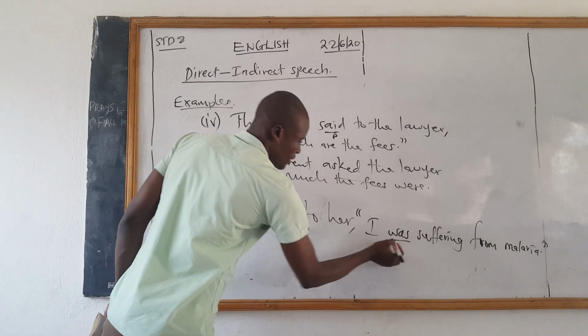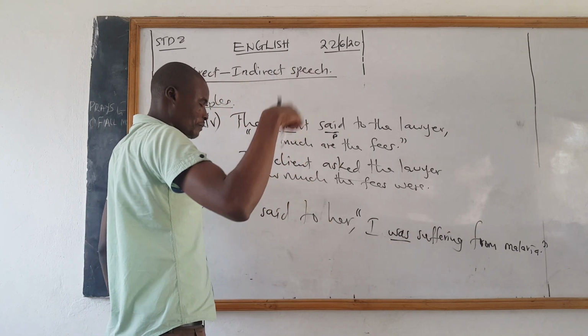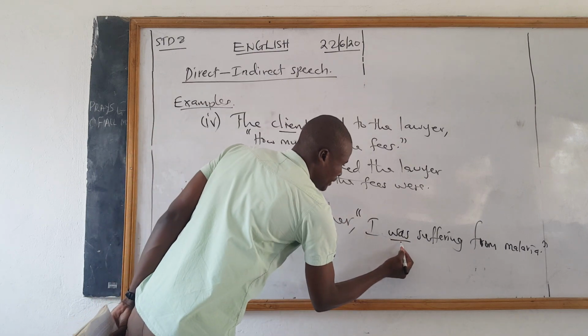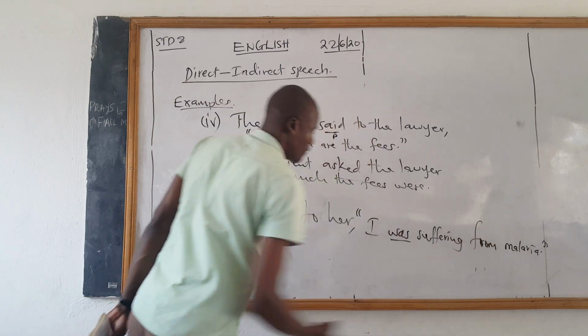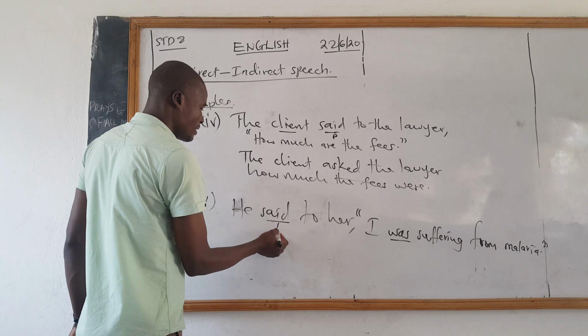And we are seeing "was" here, meaning that this was past continuous. This thing was happening. He was continuing to suffer. I was suffering from malaria. And then he said, this one is in past tense.